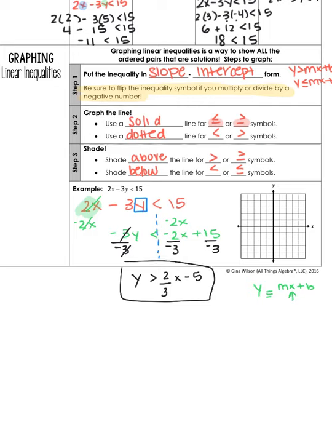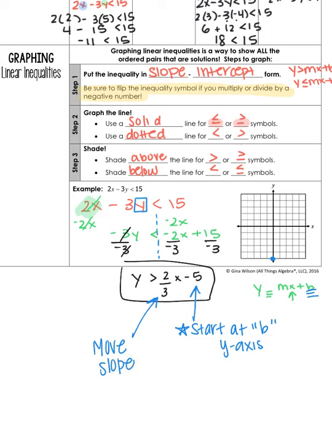So we're going to graph this. All right, so just like when we graph lines, you're always going to start at your y-intercept. So that's starting at the b, the last thing, the thing not touching the x. So I start on my y-axis. All right, so I'm going to count down 5. Put a dot. And then I have to move my slope. And my slope is a positive 2/3. So from that dot, I'm going to move up 2 and right 3. So up 2 and right 3.